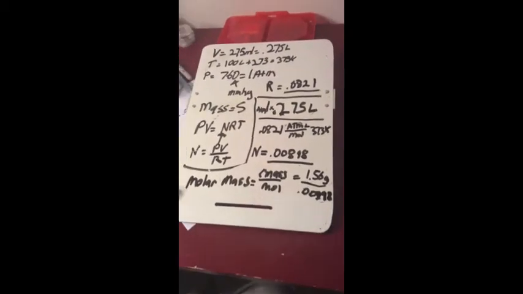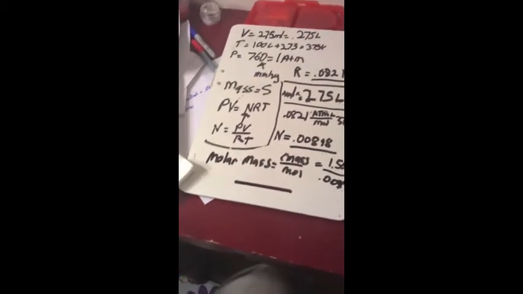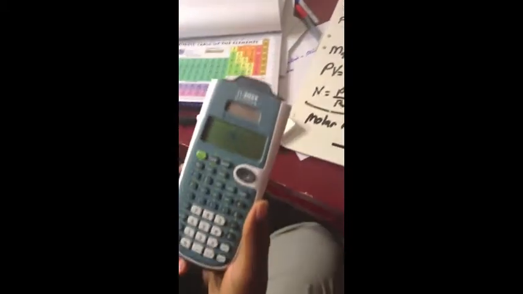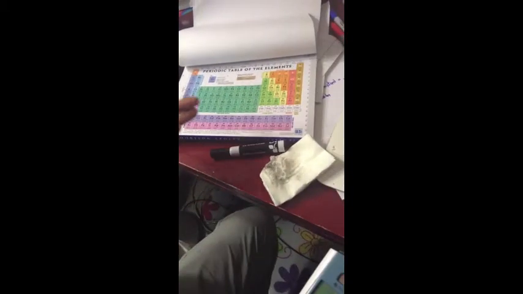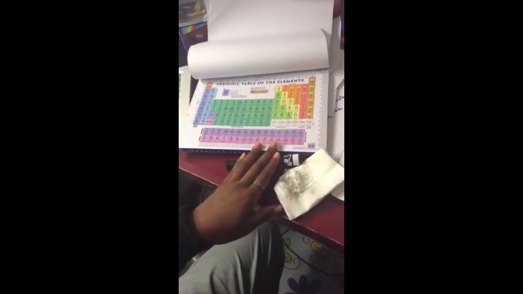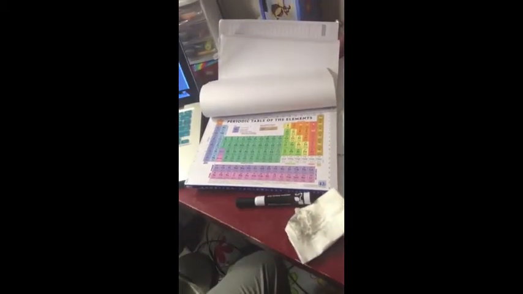Now that we know that, we're going to go to our calculator and calculate the molar mass. Once we find the molar mass, we're going to look on our periodic table and try to come as close to the molar mass as we can and match it up to what we have on our periodic table.